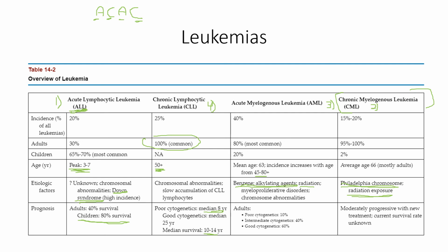So CLL. Take some time, and I want you to find some other interesting facts about the leukemias that differentiate them from each other. Again, I'm going to give you a clinical vignette. ALL is going to be the young child, CLL is going to be the old adult, and then CML and AML are going to be the ones in between. Remember the Philadelphia chromosome for CML, and remember the benzene and alkylating agents for AML.